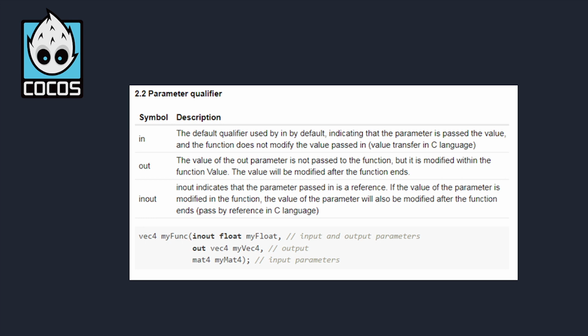Out represents the parameter for output. It has not been initialized when entering the function, but when the function is over, it can be used as a return value. Then, inout stands for reference passing. After the value is assigned at the beginning, it is no longer a copy but a reference relationship. Modify this value within the function, and the value is modified after the end of the function.